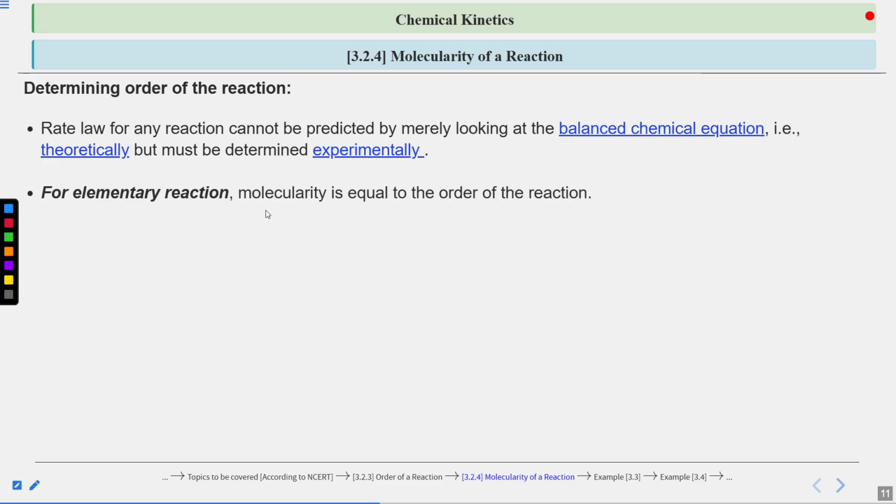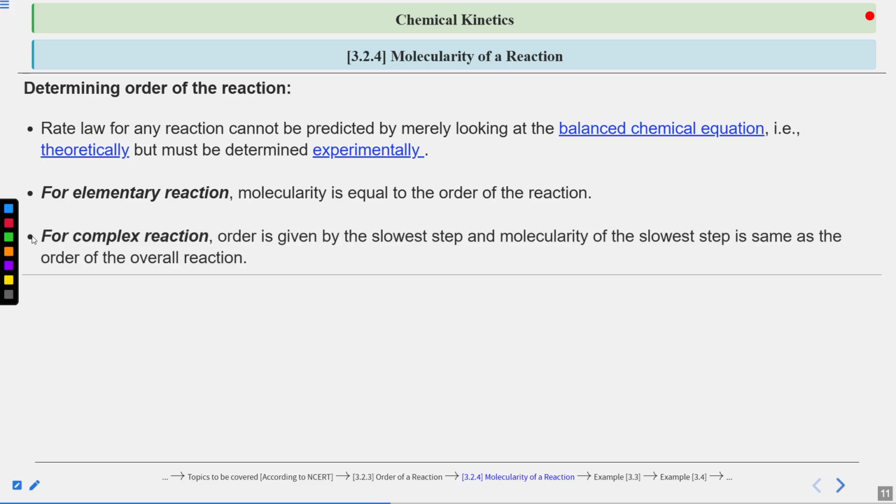Now for elementary reactions, which are the type of reaction that happens in one step, the molecularity is equal to the order of the reaction. And for a complex reaction, the order is given by the slowest step, and the molecularity of the slowest step is the same as the order of the overall reaction. Okay, so order is given by the slowest step for a complex reaction, because it doesn't happen in a single step, it happens in multiple steps.